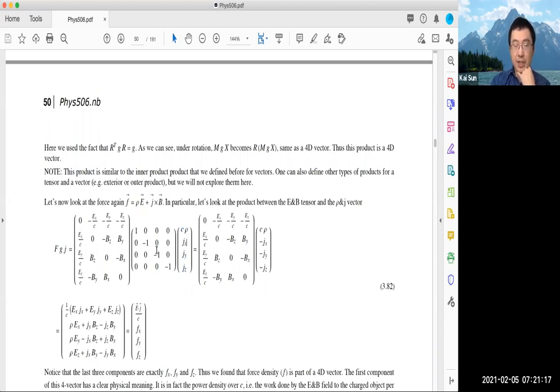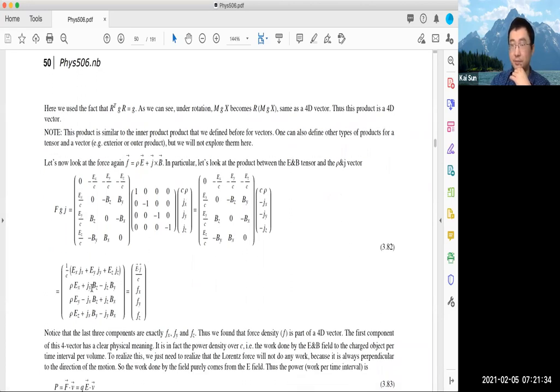Matrix times column vector. We just do the standard multiplication of matrices and vectors. Here I multiply G and this column vector together, and G and the column vector multiplied together is this column vector. And then I multiply this matrix with this column vector, and I get this column vector.